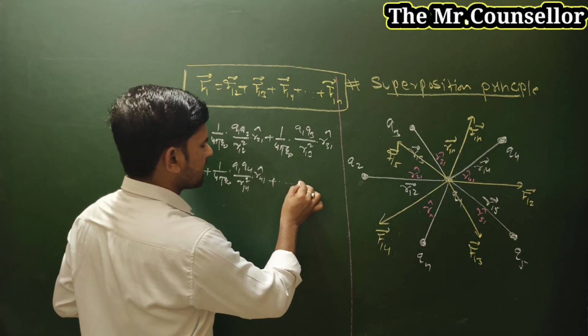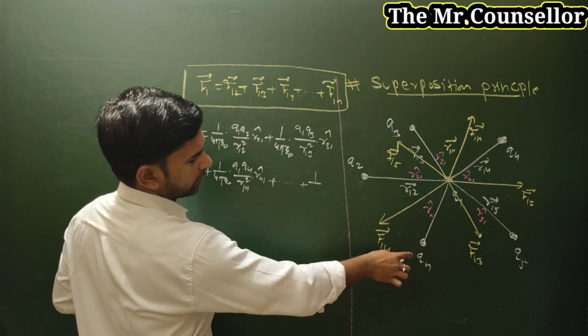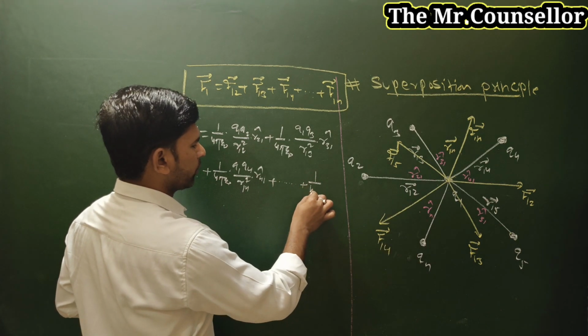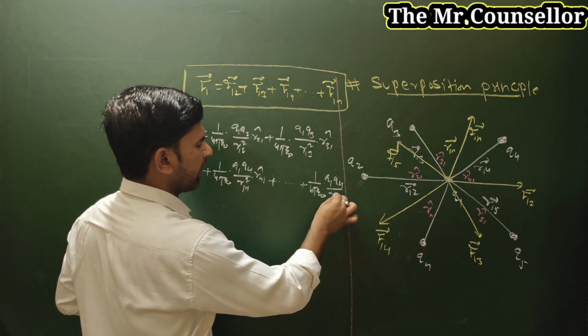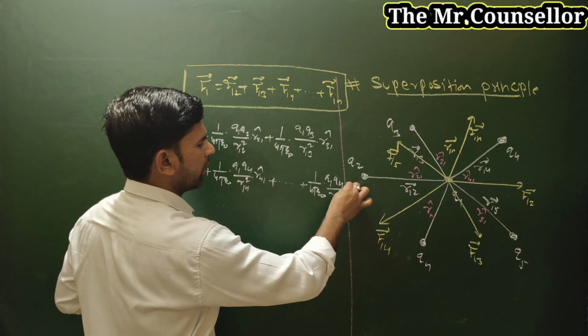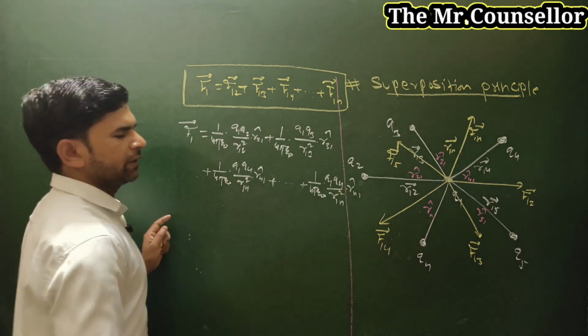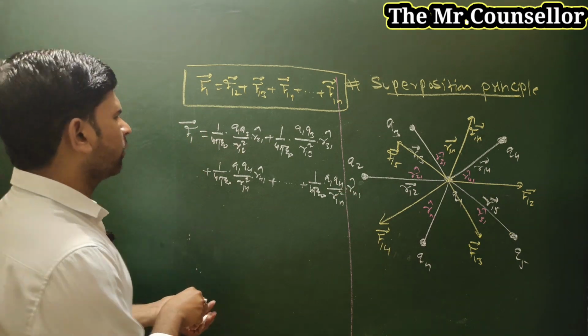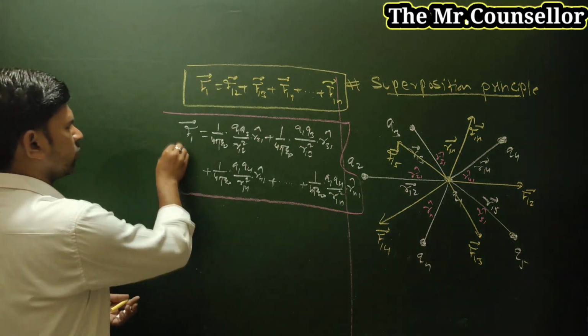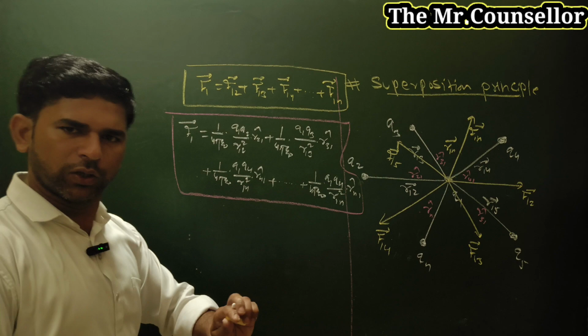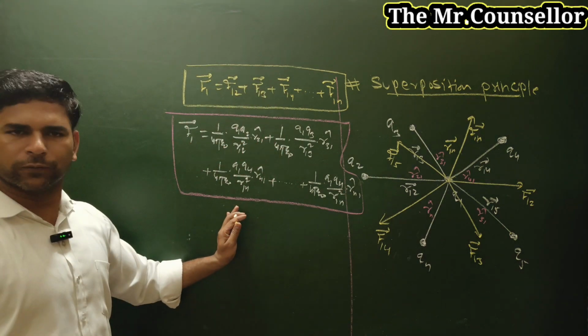So plus dash dash dash plus the nth term. This one you can write as 1 upon 4 pi epsilon naught Q1 Qn divided by r1n square rn1 cap. Is it okay? So you can leave it here also, no problem. If you do not want to write the next terms, you can leave it here. This is also accepted. We got the resultant force formula.